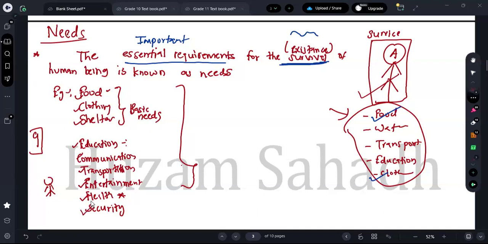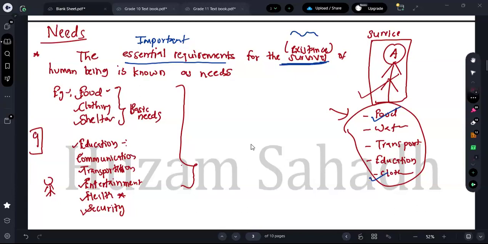And finally, we have security. What does security mean? Think about this example. Let's assume you have education, communication, transportation, and you are a healthy person. Now what happens if you are not secured? Let's assume one person is always having a knife in his pocket, and if he sees you, he is trying to kill you. Are you secured there? No, guys, you are not secured.